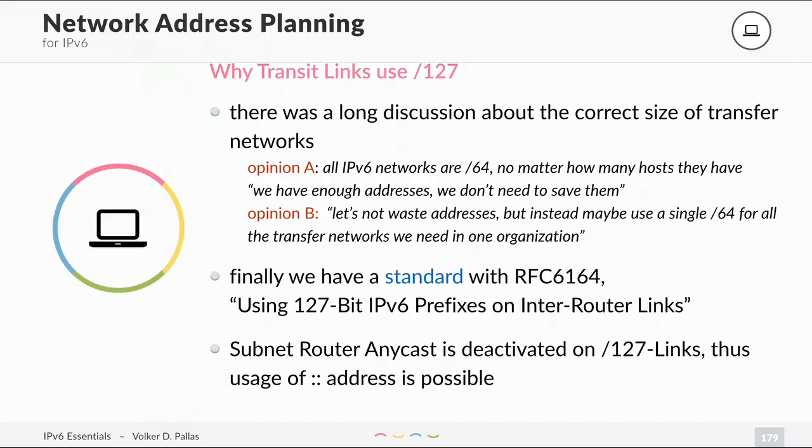Well, finally, we have a standard with RFC 6164. The title is Using 127-bit IPv6 prefixes on inter-router links. And this is the new standard and it should be used. Don't use a larger network unless you need it. You might think, okay, if I use the first network, the :: zero network, there is the subnet router anycast. Well, this is deactivated on /127 links, so we don't have a problem. You can use the first address, which is 0, and the second address, which is 1, inside this specific prefix. You can use it, not a problem.